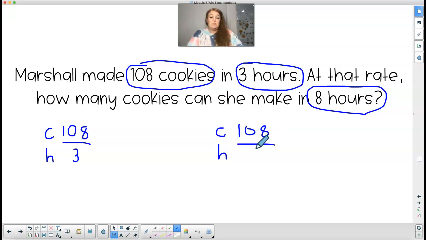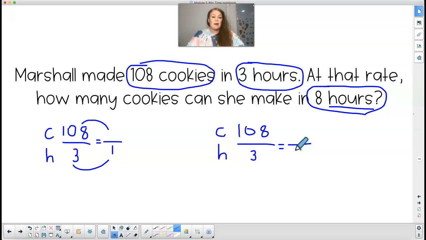If I'm using the unit rate strategy, I want to know how many cookies she can make in 1 hour. So I put that 1 here. I saw some kids messing it up and dividing it backwards like that last one, doing 12 divided by 5 instead of 5 divided by 12. So it's important we know what is the unit we're looking for. We're looking for hours. So I can ask myself, how did I get from 3 to 1? Do the same thing and then apply it. Or I can skip straight to 8 hours.